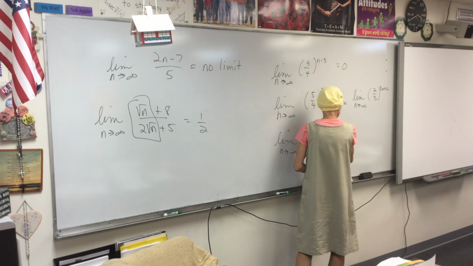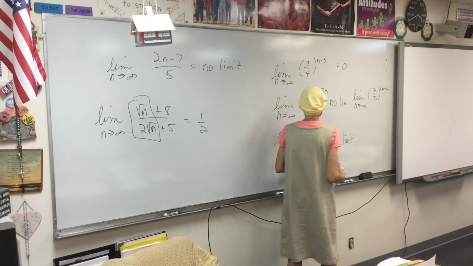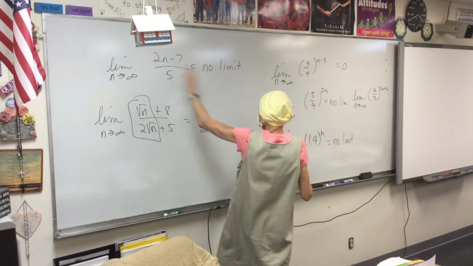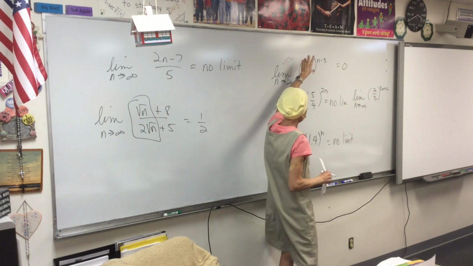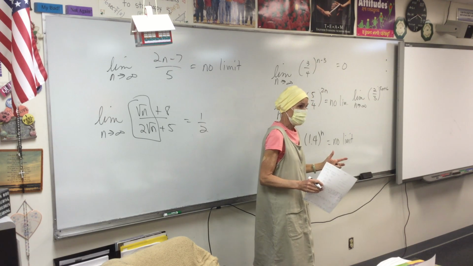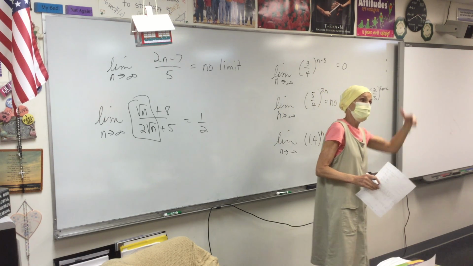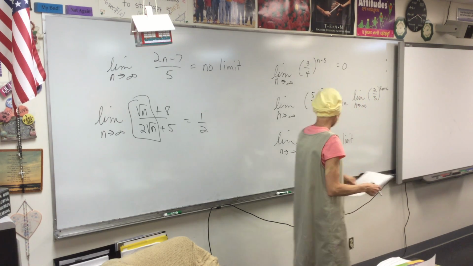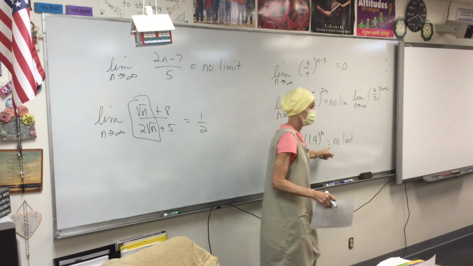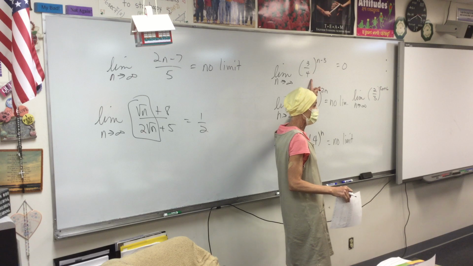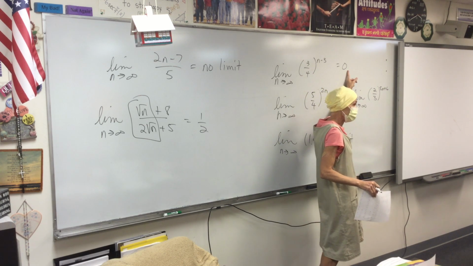What's the key here? These problems that are simply something raised to a power, they look different than these, okay? The ones that are something raised to a power, what's the key? If the fraction is greater than 1 or less than 1. If the fraction is greater than 1, there will never be a limit. If the fraction is less than 1, the limit will always be 0.